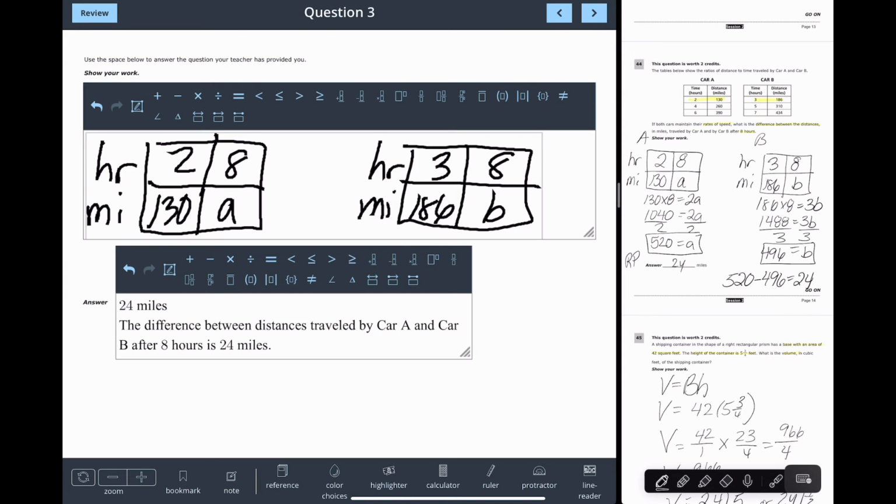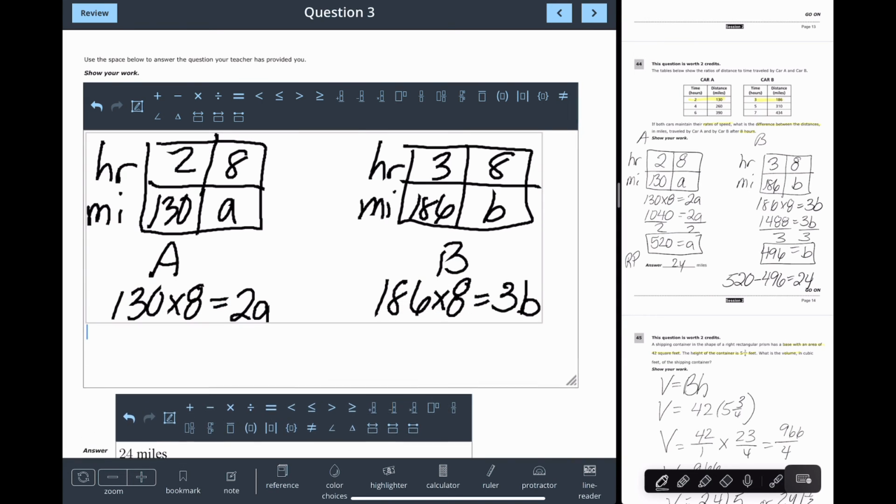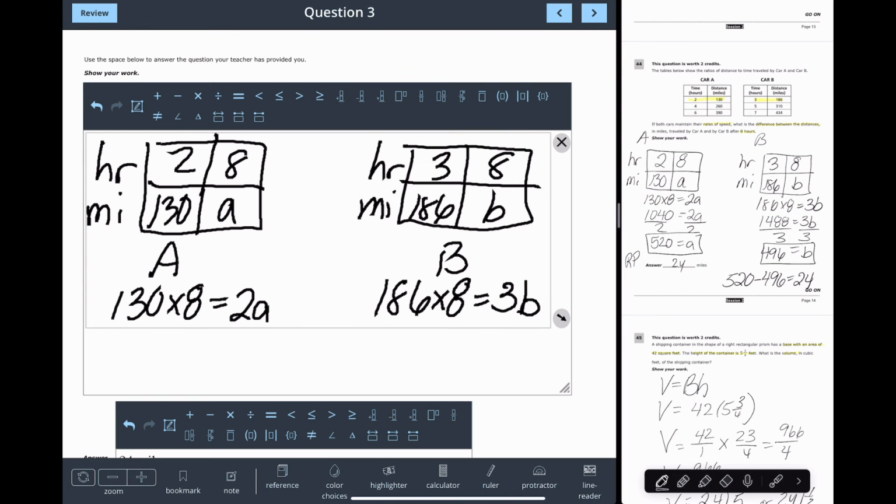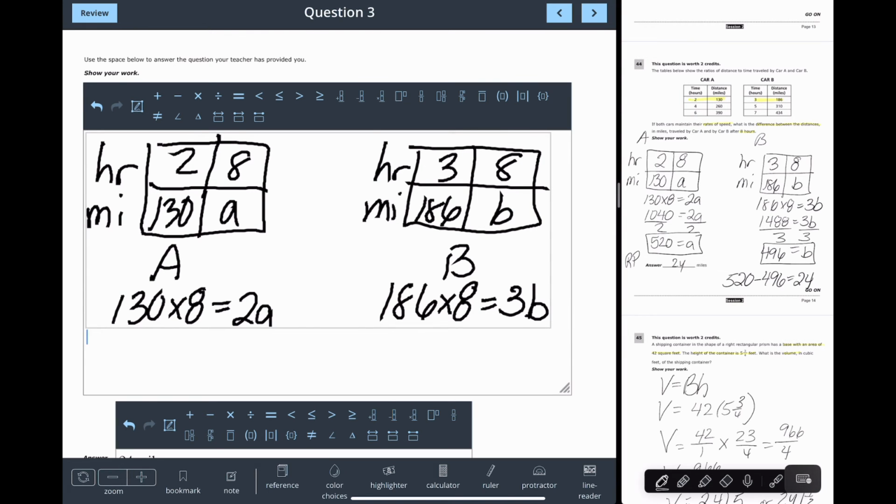Just that. So it's in my work. And I kind of want to, no, I'll leave that just like that. Okay, now I'm going to solve distance for A after 8 hours.